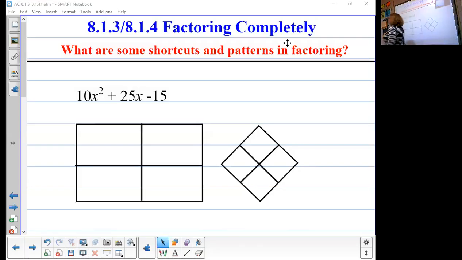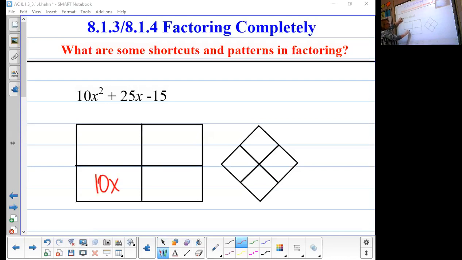All right, so I'm going to start by placing my numbers where I know they need to go. So my 10x squared is going to go in the bottom left of my rectangle, my area model. The 25x is going to go on the bottom of my diamond, and the negative 15 is going to go in the top right. Then I multiply 10x squared and negative 15. Don't write this down yet. Then I multiply to get the top number, right?